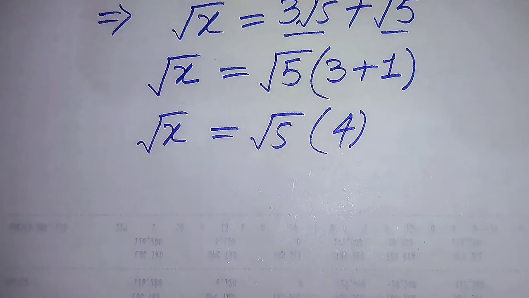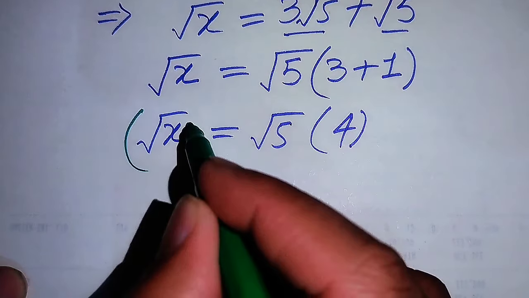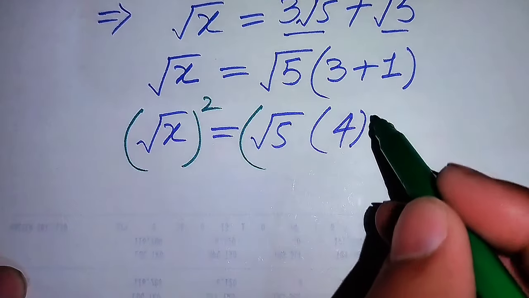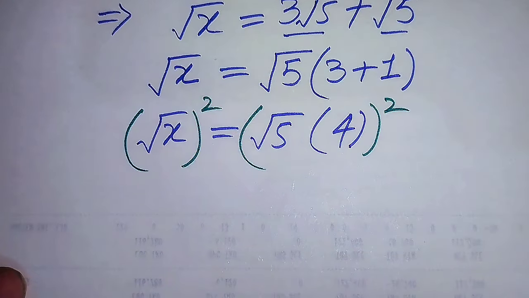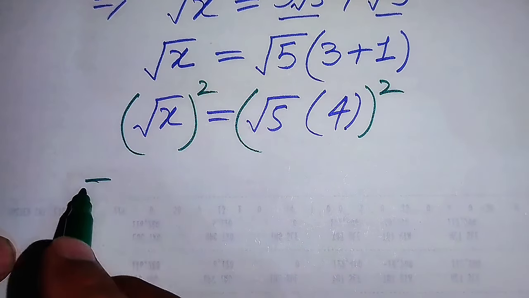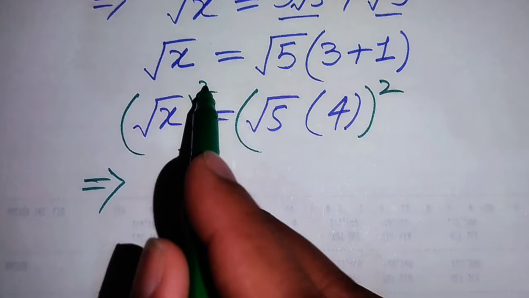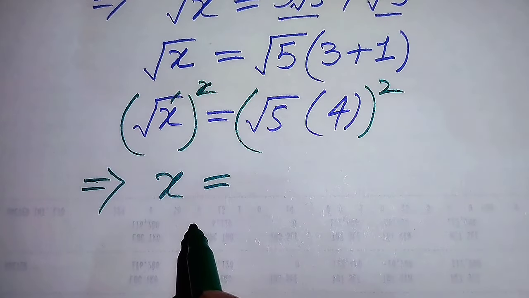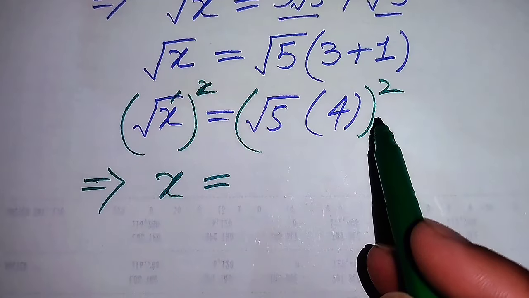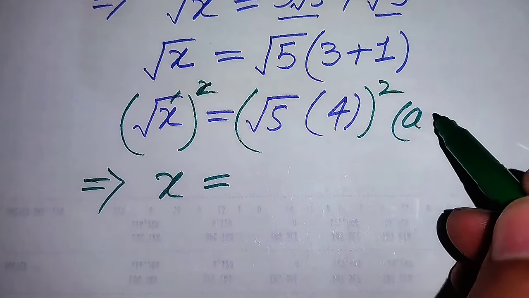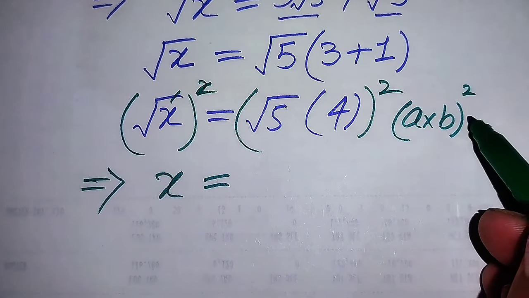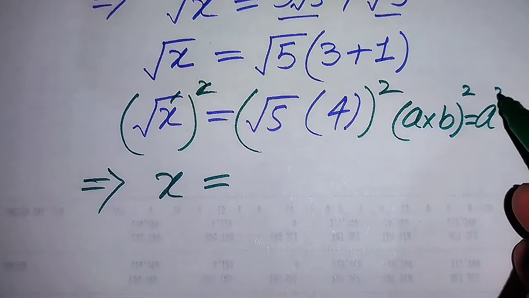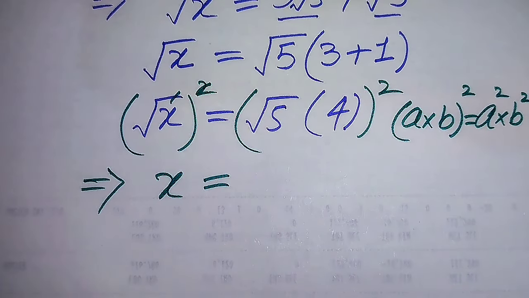So here our target is to find the values of x. For this we need to remove this square root sign, and in order to remove it we need to take squaring on both of the sides. When we apply squaring on both of the sides, this 2 and this square root cancel each other out, and we get x is equal to, here we apply the square law. You know that if we have a multiplied by b and its whole square, it is equal to a square multiplied by b square.